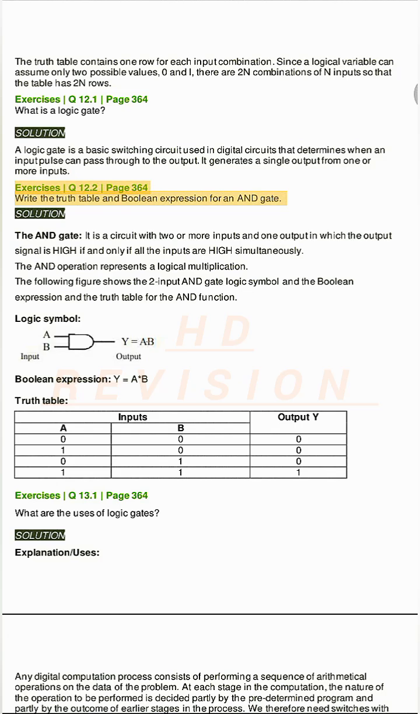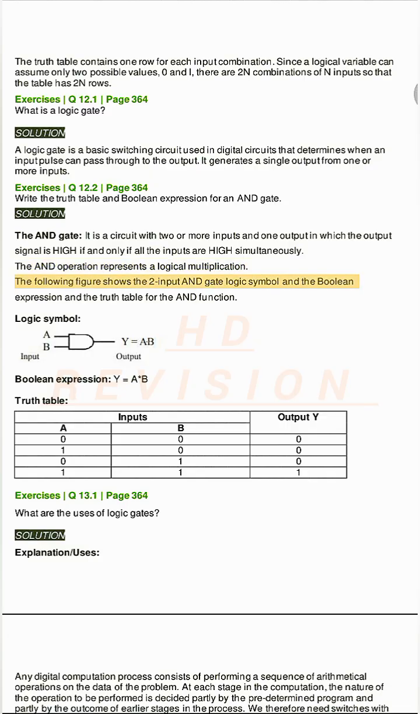Exercises Q12.2, page 364. Write the truth table and Boolean expression for an AND gate. Solution. The AND gate. It is a circuit with two or more inputs and one output in which the output signal is high if and only if all the inputs are high simultaneously. The AND operation represents a logical multiplication.